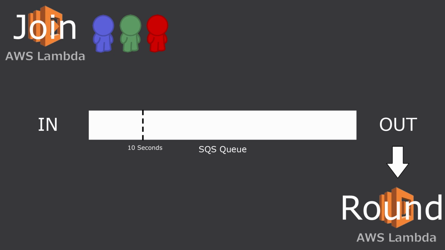Inside our round lambda, we can send out packets to all players saying if anyone has moved and then add another message to our queue. This will then go on in a loop, sending out move updates every 10 seconds until we stop adding messages to the queue. Alright, let's get into implementing.